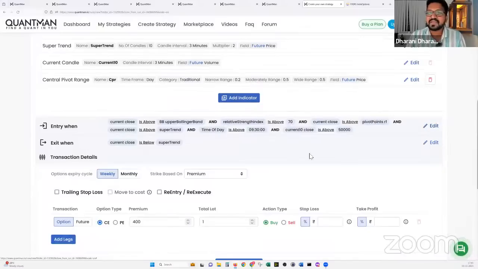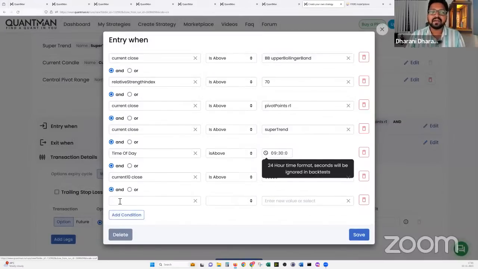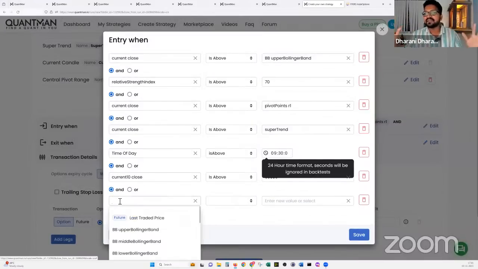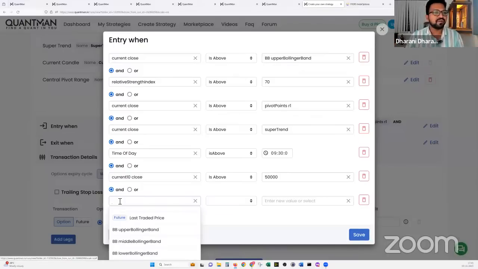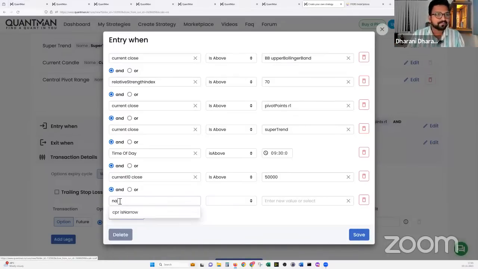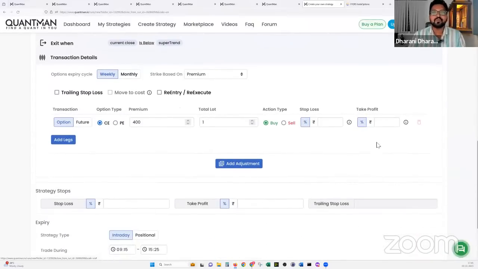People used to say whenever it's a narrow CPR, it's going to be boom in the market. The market is going to make a crazy move. So I just type narrow CPR, CPR is narrow, pattern is true. Whenever the CPR is narrow, I'm just going to take my trade. And now let me check whether it's true or not.